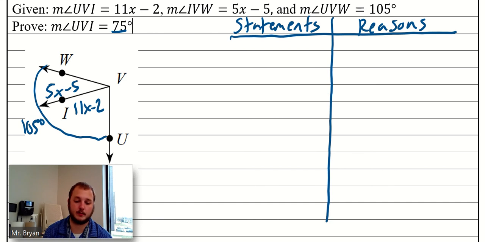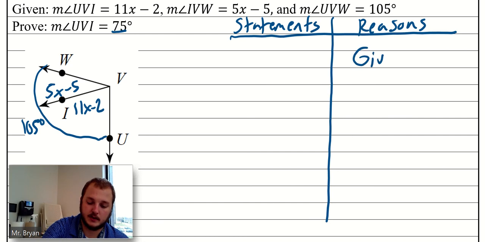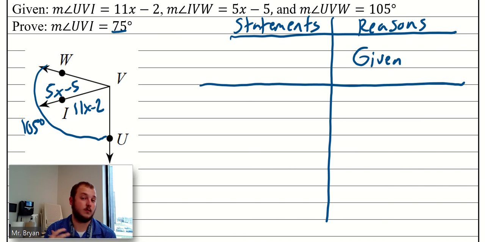So now we're moving on to our proof. We know if we're ever trying to work through this, the first reason is always going to be the same. First reason is always going to be given. So I can go ahead and write that in. And then what do I need to write for my first statement? All I need to do is just copy down exactly what you have after given.